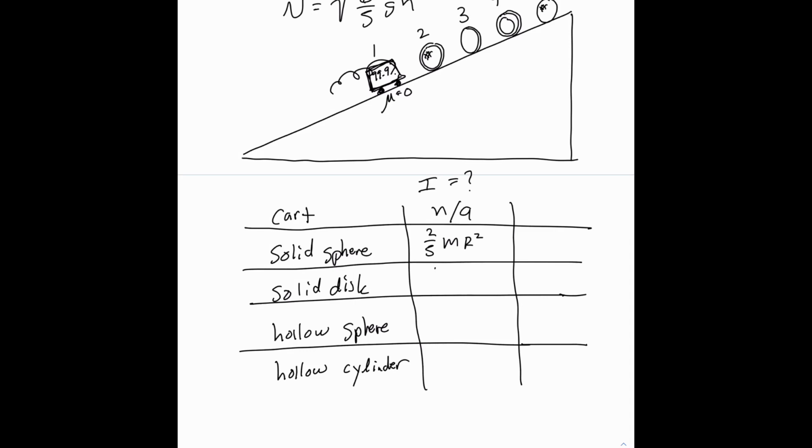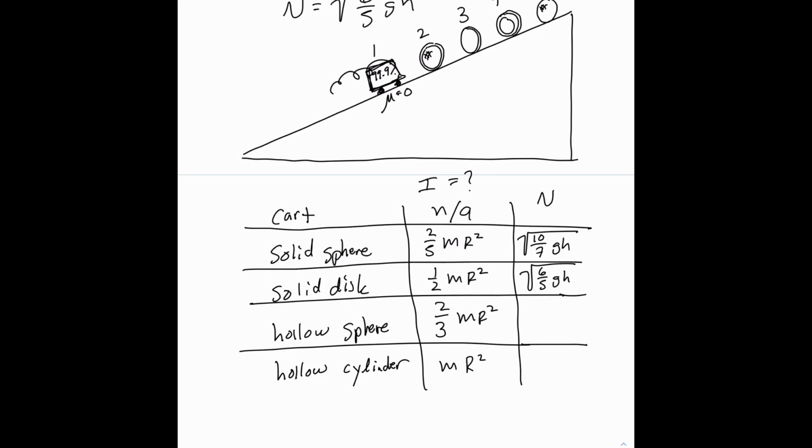For the solid disc, 1/2 mr squared. For the hollow sphere, 2/3 mr squared. And for the hollow cylinder, just mr squared. And then in the last column, what does V equal? So we already solved 2 of these. For the solid sphere, V is the square root of 10/7 GH. For the solid disc, V is the square root of 6/5 GH.